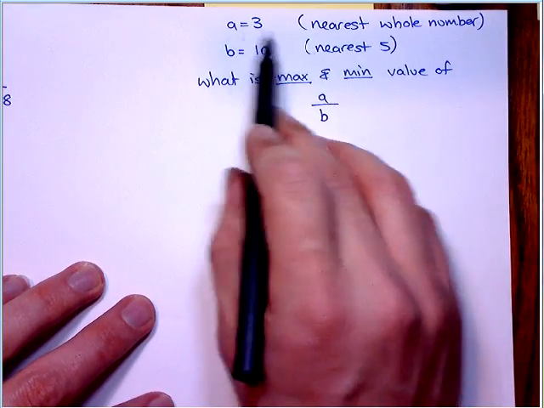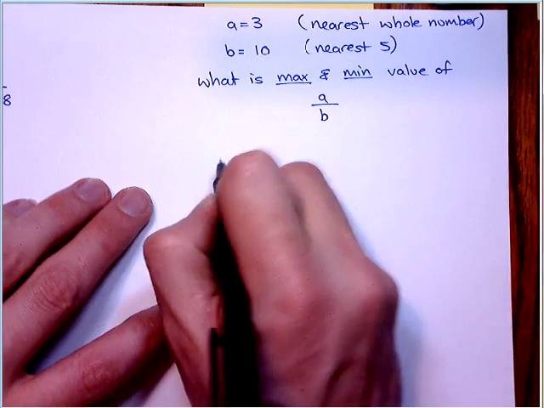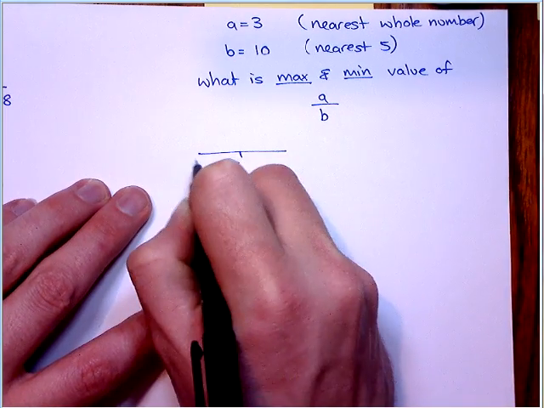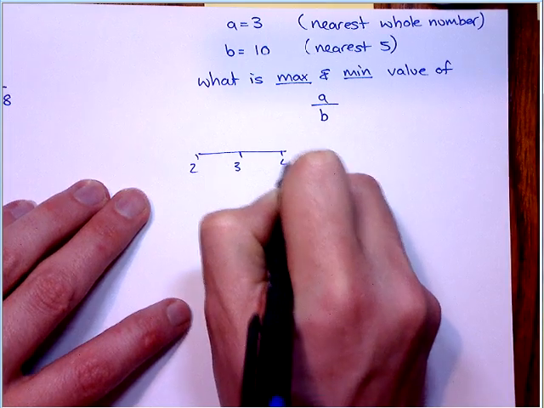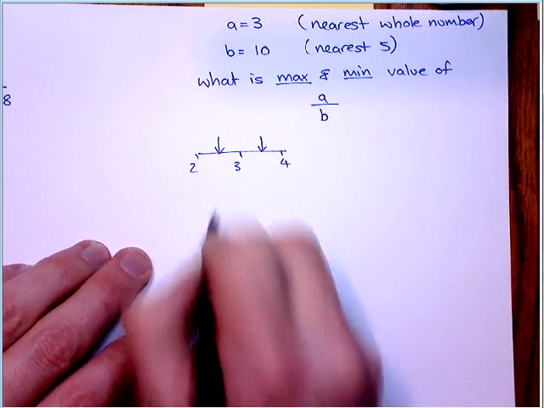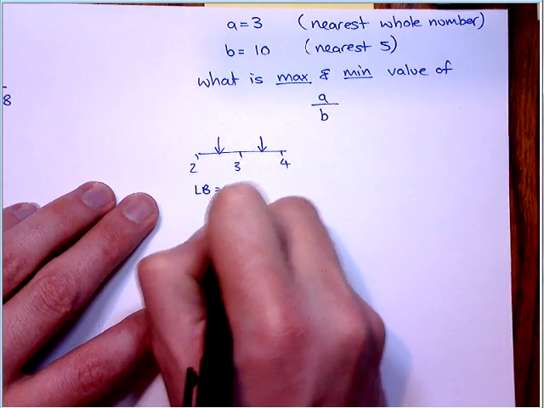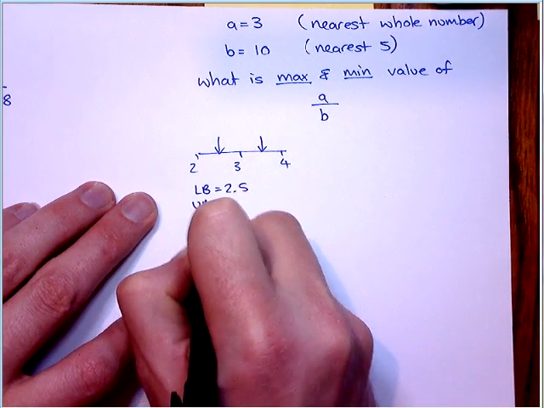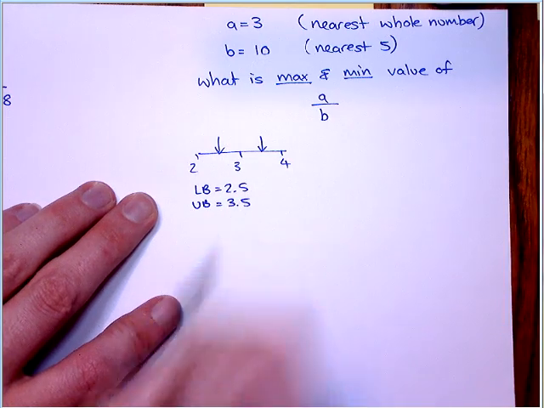So we're told A is 3 to the nearest whole number. So there's 3. It's the nearest whole number. That means it can either be 2 or 4. So we're looking at here and here. So the lower bound must be 2.5 and the upper bound must be 3.5.